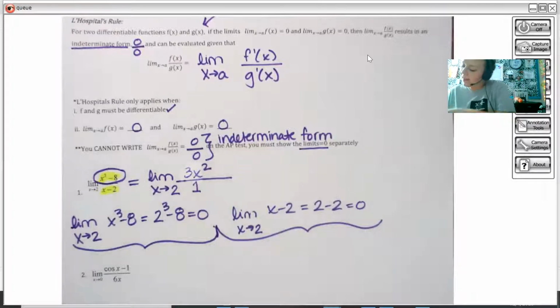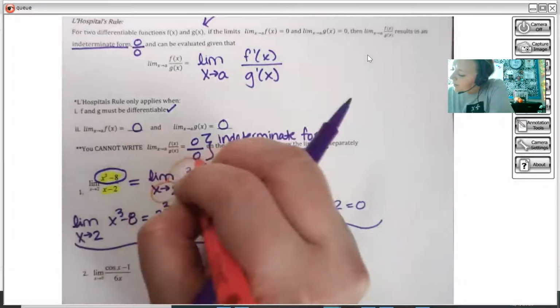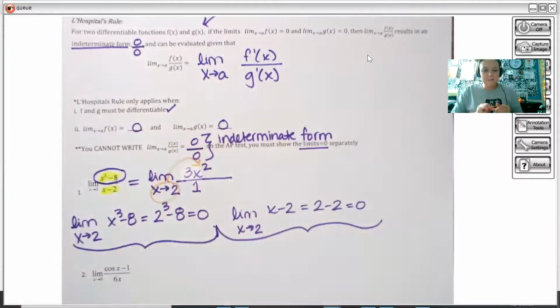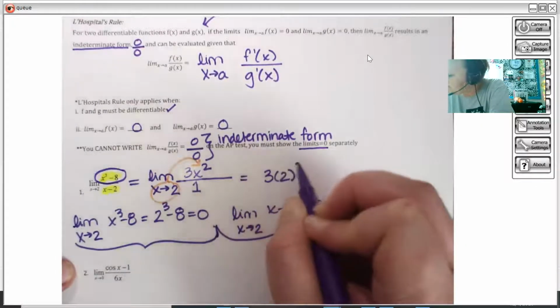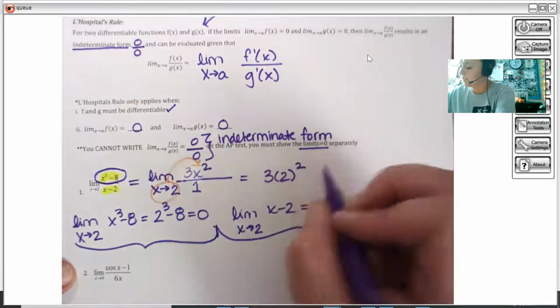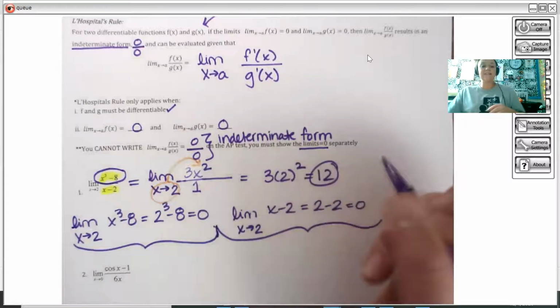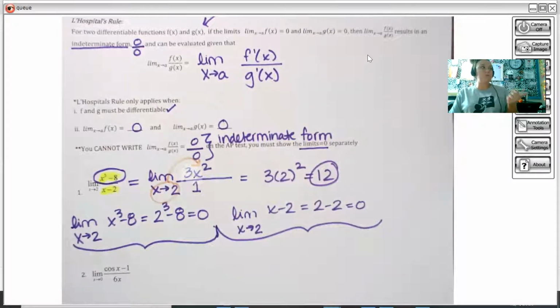Then from there, you can retry the limit. So I would take my x approaching 2, bop it back into the limit. I would have 3 times 2 squared. 2 squared is 4, 4 times 3 is 12. So what that means is my limit as x approaches 2 does still exist, even though it's not a continuous function, it's a hole, which means that the limit from both sides is approaching a y value of 12.